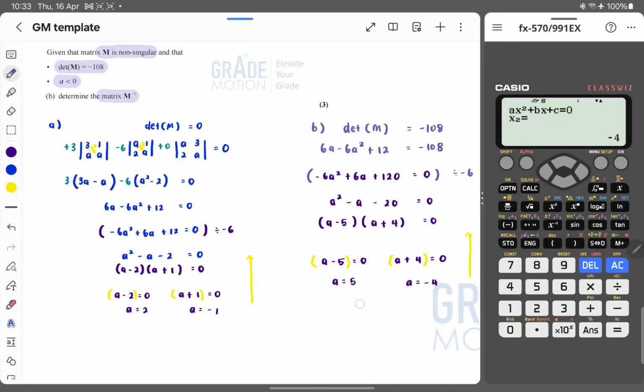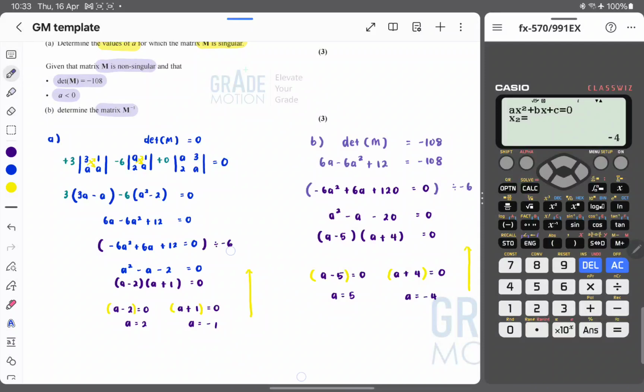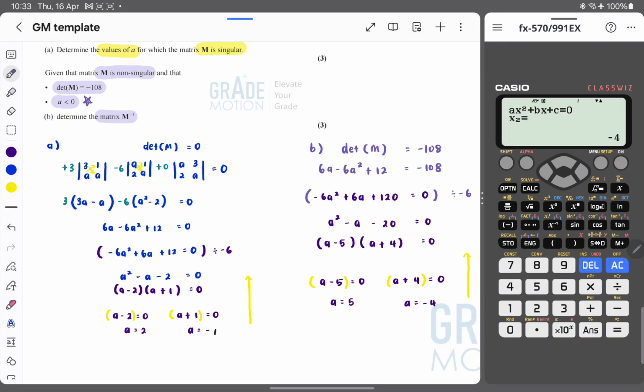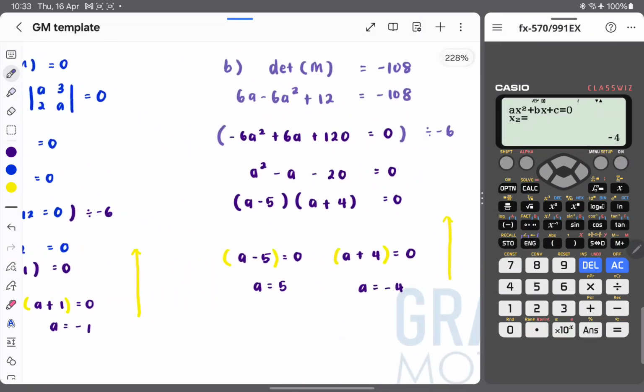Next, let's take a look at the second point: a must be greater than 0. So this one would be rejected. Why? Because a is more than 0, that is a positive number. So the a value that we'll take is this.